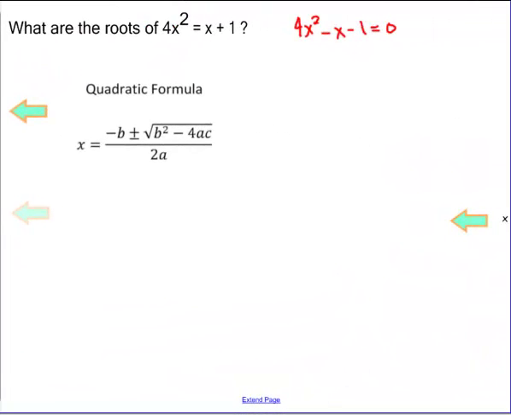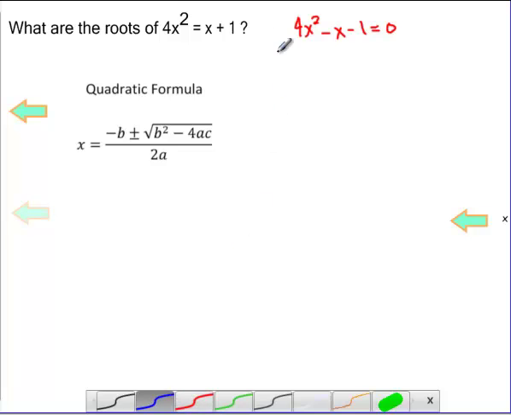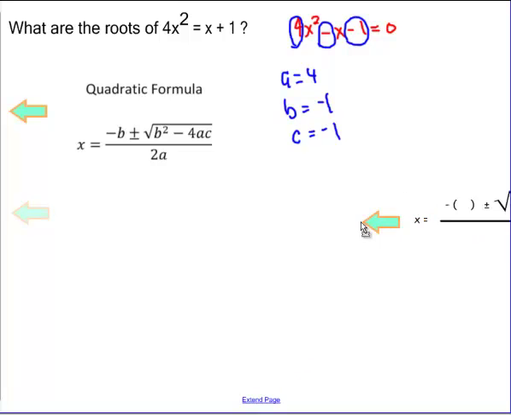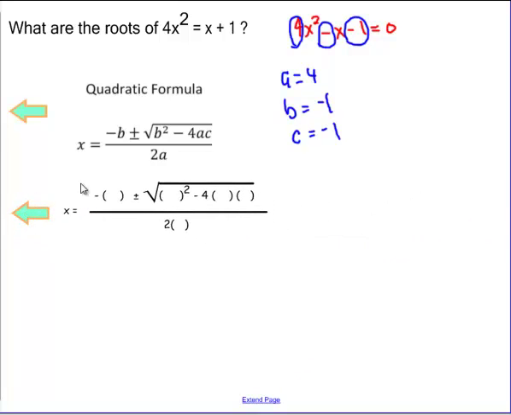So the first thing I'm going to do is pick out my a value, which is always in front of the x squared, the b value, which is in front of the x, and then the c value, which is the one that has no variable attached to it. Now it's just plug and play. Now all I have to do is take my formula and put my numbers in.